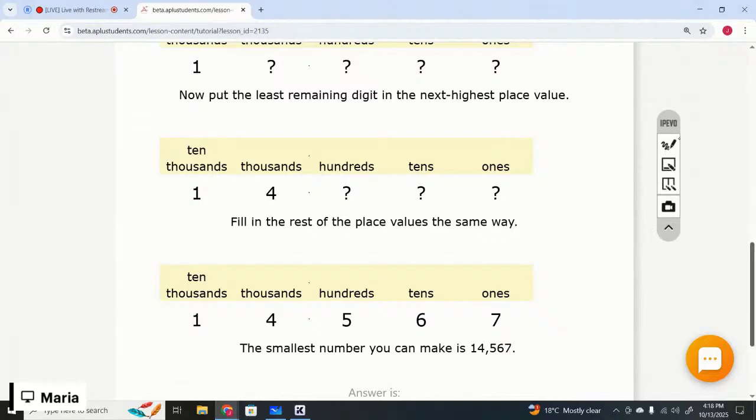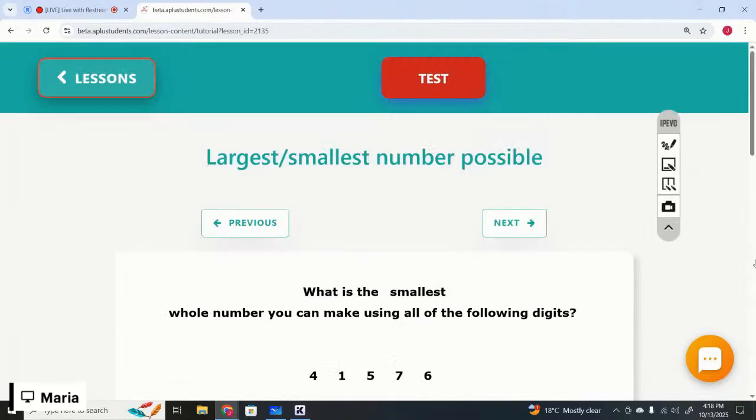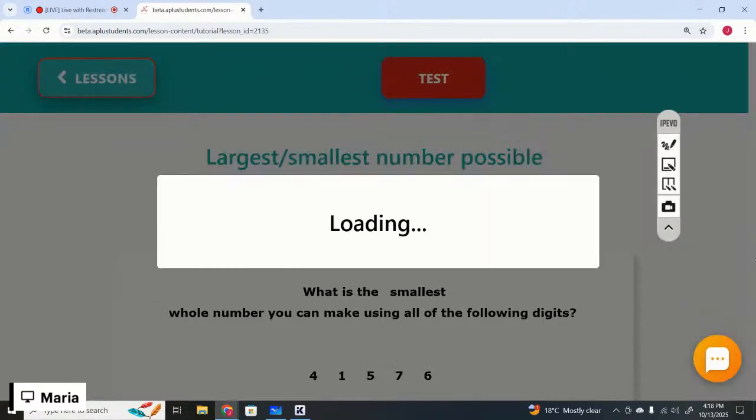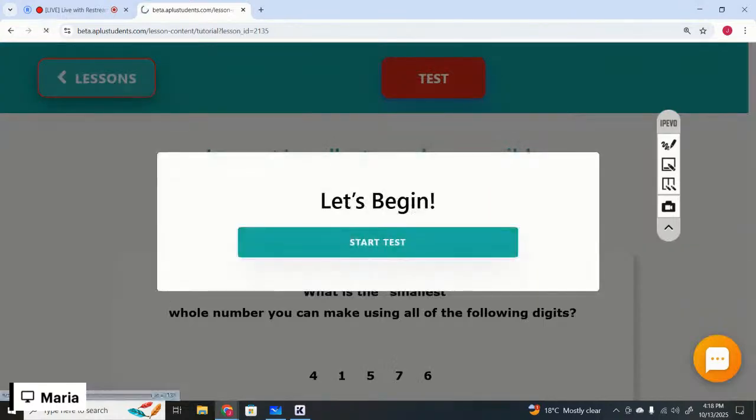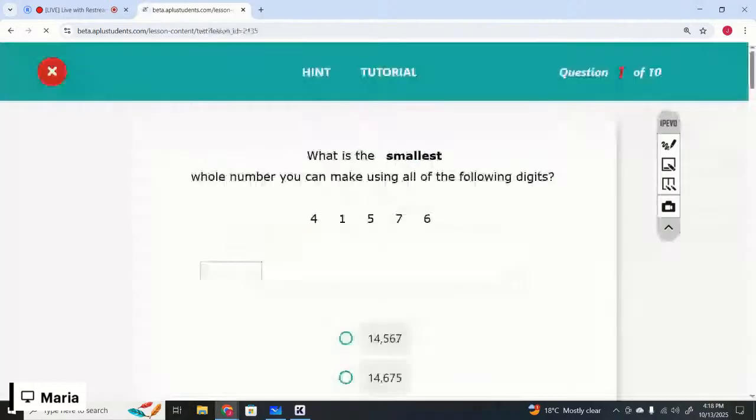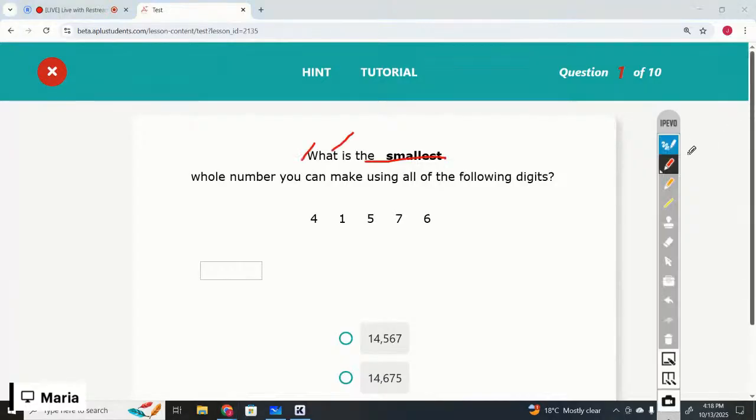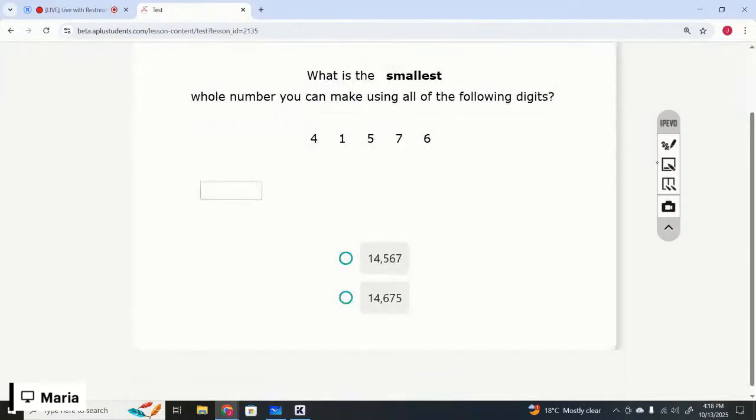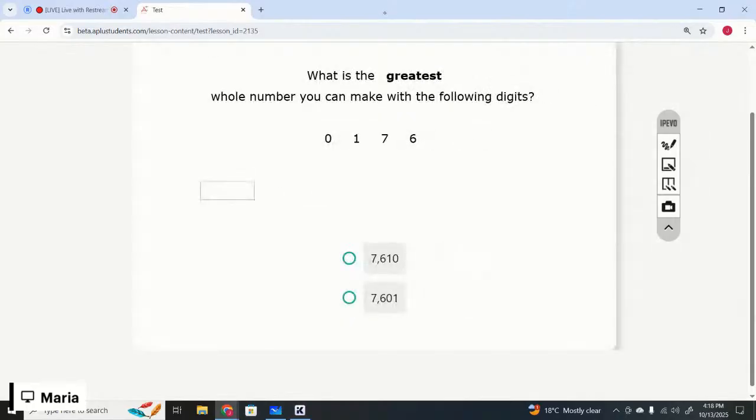Let's just start with the test questions. What is the smallest whole number you can make using all the following digits? Option number 1 is the correct option, that is 14,567.